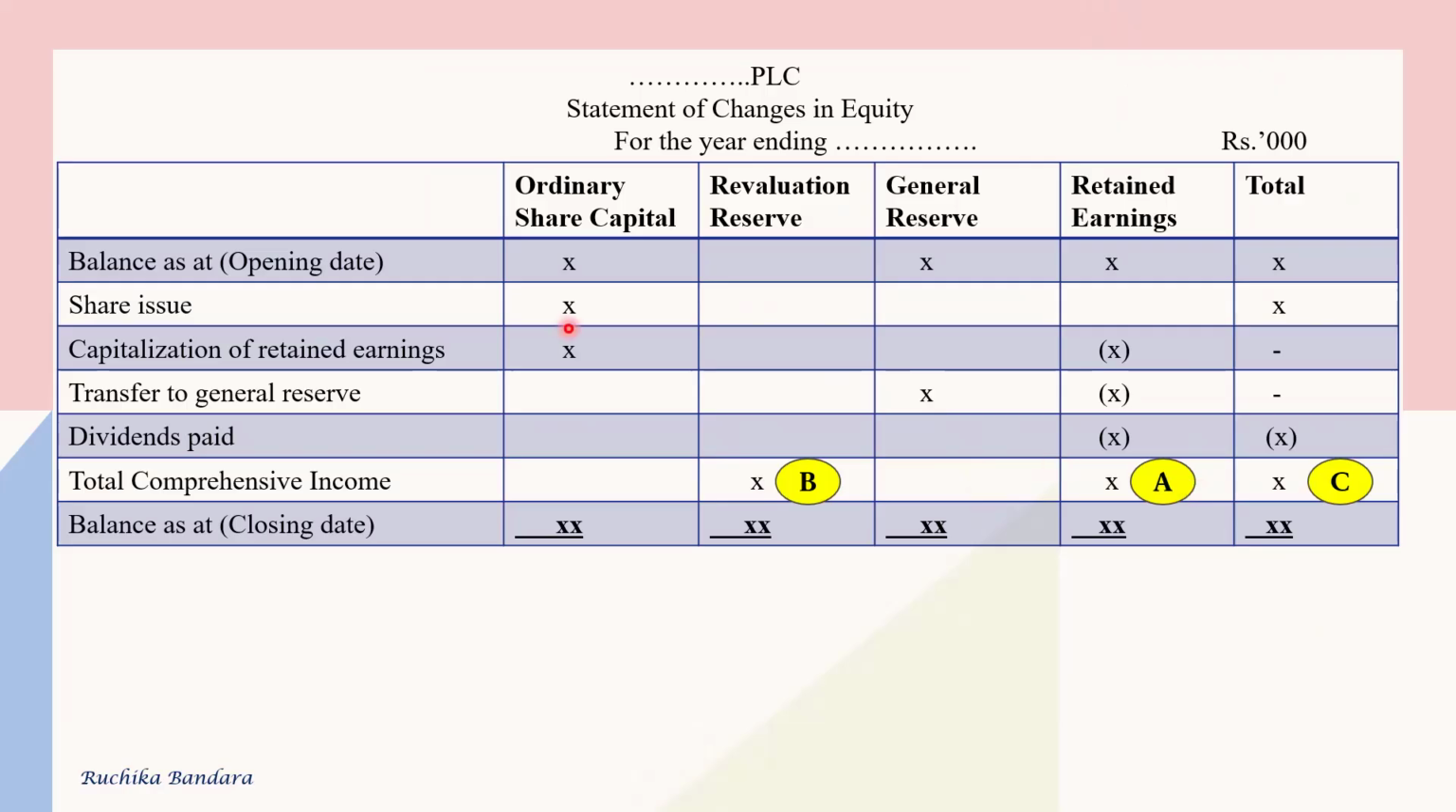After entering everything, now remember I'm giving only the format. So in a question, if there's no share issue, capitalization of retained earning, don't write it. So whatever the question has given, you have to adjust your format. Then you have to get the vertical additions of each and every column, including the total column.